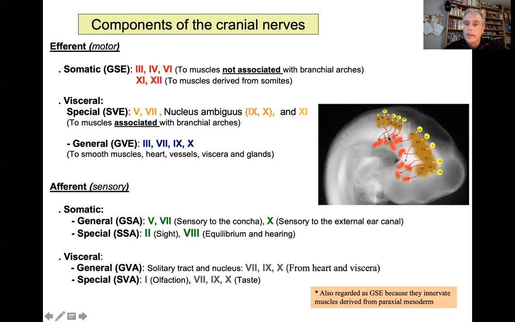They are innervating muscles derived from branchial arches, or that are derived in the branchial arches. The general visceral efferent component is formed by the cranial nerves oculomotor, facial, glossopharyngeus, and vagus. And these are nerves that are going to innervate muscles such as smooth muscles, heart, vessels, viscera, and glands.